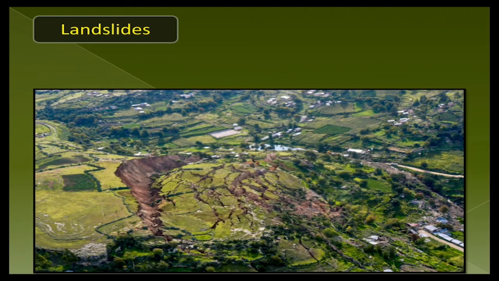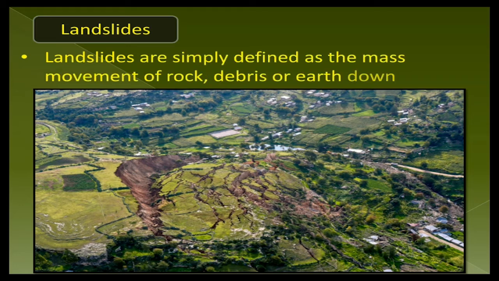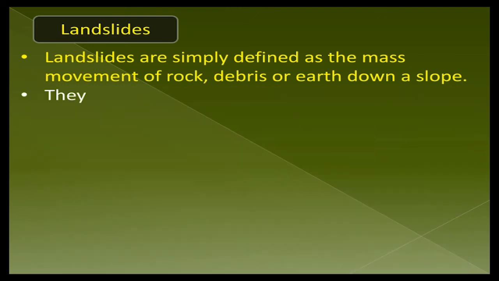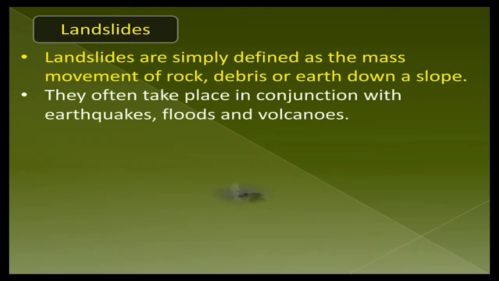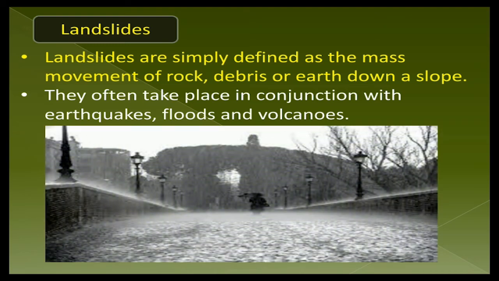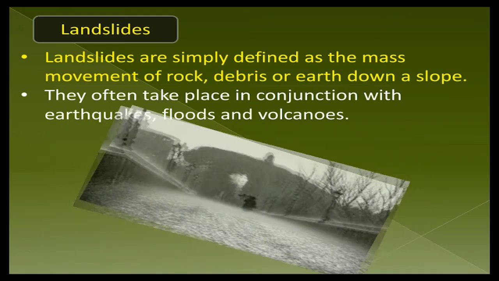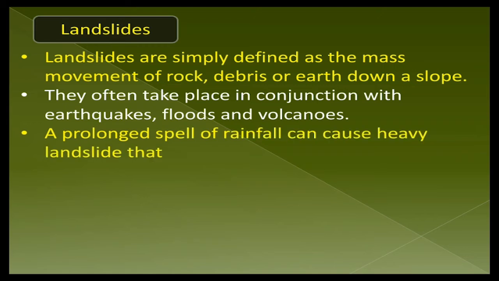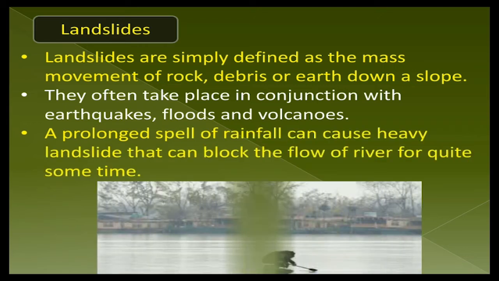When we talk about the major hazards, let us talk about landslides. Landslides are simply defined as the mass movement of rock debris on earth down a slope. They often take place in conjunction with earthquakes, floods, and volcanoes. A prolonged spell of rainfall can cause heavy landslides that can block the flow of a river for quite some time.